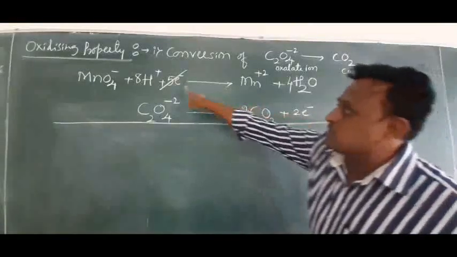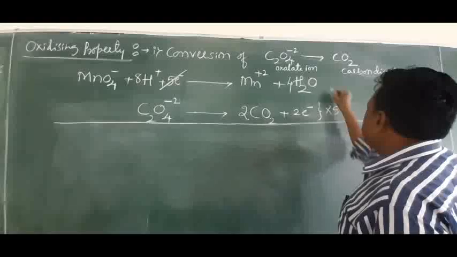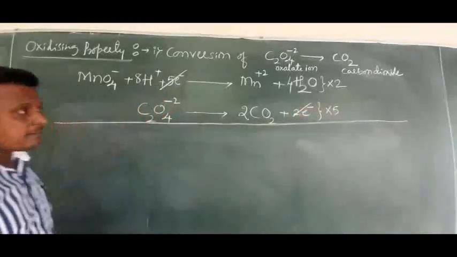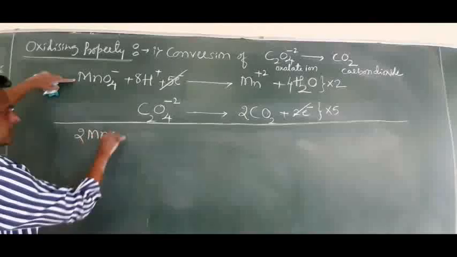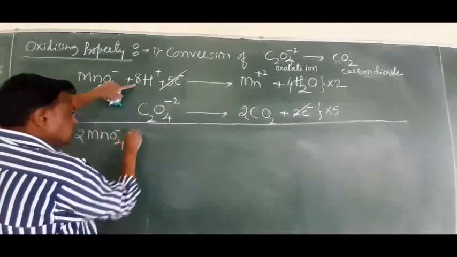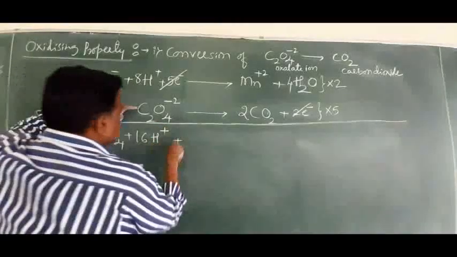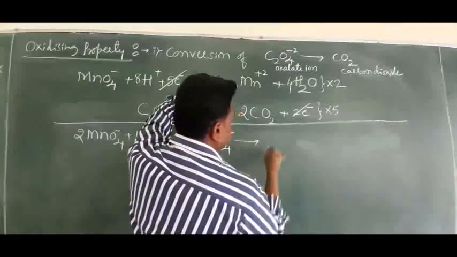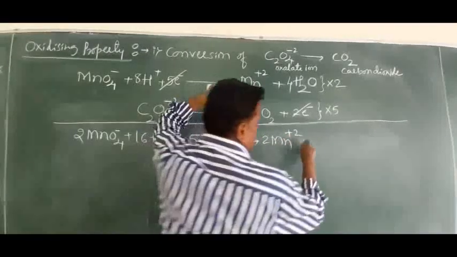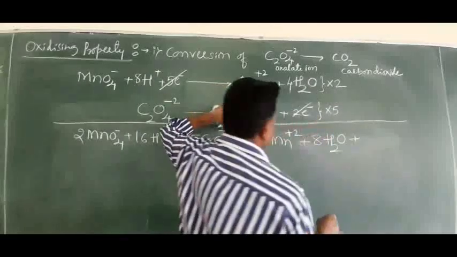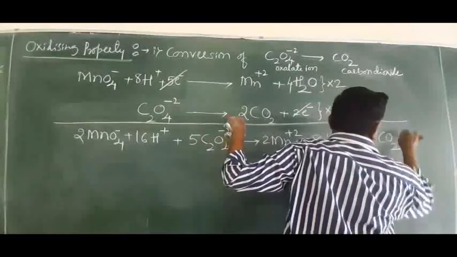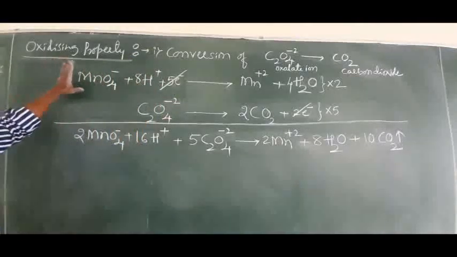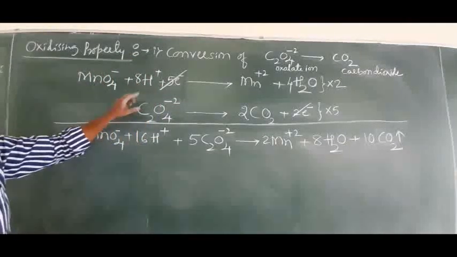Now you have to balance this reaction with cancellation. Here 2, there 5, odd and even. This reaction is multiplied by 5, and this reaction is multiplied by 2. Now 5 times 2 is 10 electrons, which is cancelled. The final reaction: 2MnO4 minus, 16 hydrogen plus, and 5 oxalate ions. It becomes 2 manganese ions, 8 water molecules, and 5 times 2 is 10 carbon dioxide. This is the final oxidation reaction, the conversion of oxalate to carbon dioxide.